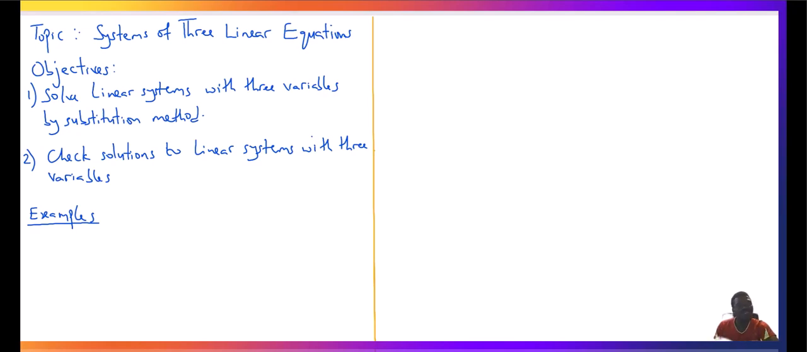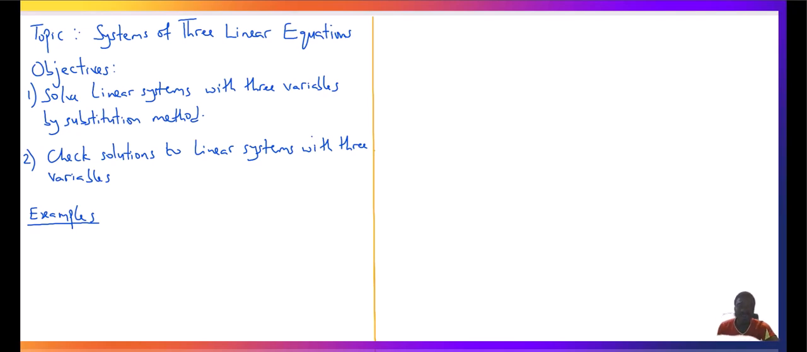In this lesson today, we'll be learning a very wonderful and interesting topic: systems of three linear equations. What are our objectives for today? Our objectives are to solve linear systems with three variables by the substitution method, and also to check solutions to linear systems with three variables. So we don't just want to solve, we also want to check if we are actually right or wrong. We're going to be dealing with three wonderful examples in today's lesson.